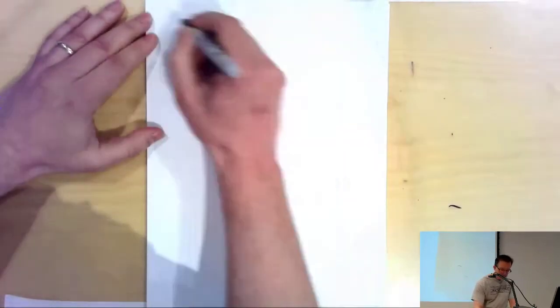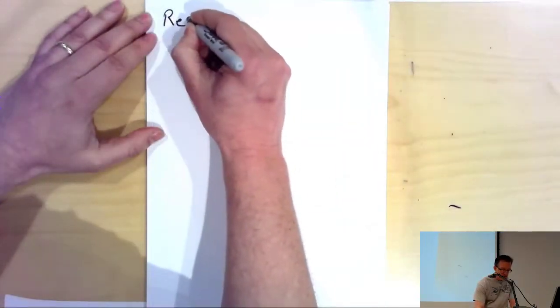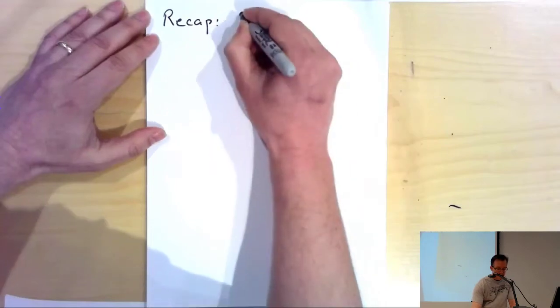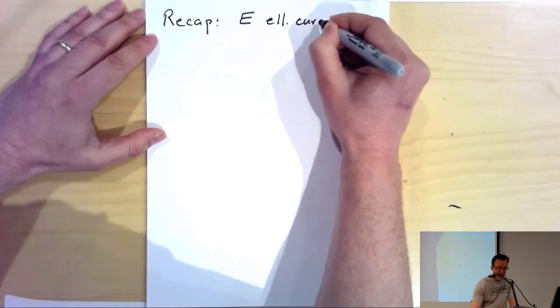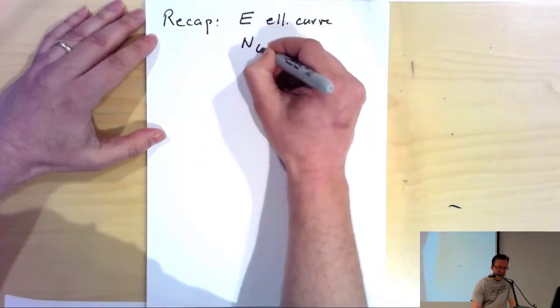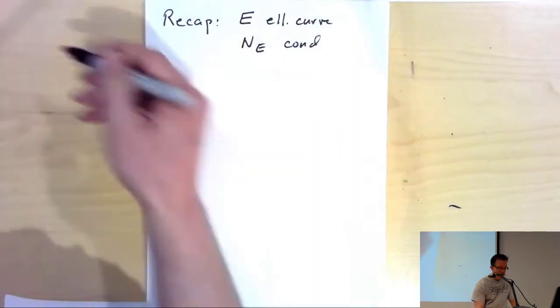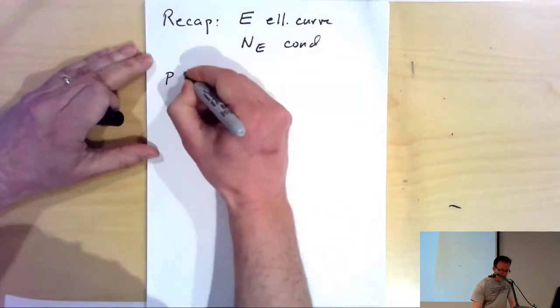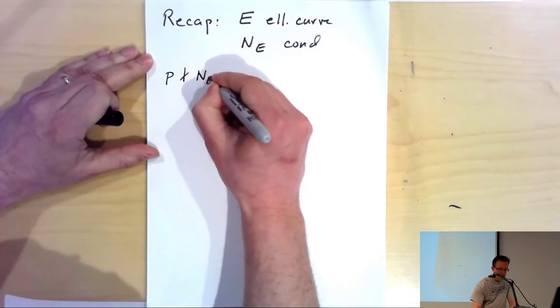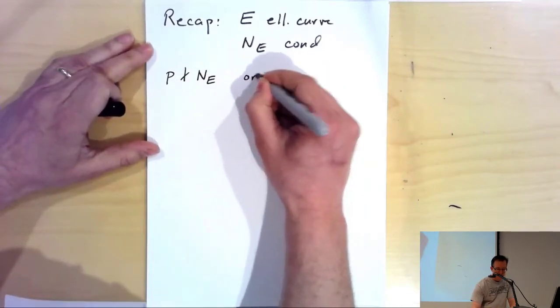I'm going to begin by recapping. I'm going to go quickly, because some of these things I'm about to write down you've seen a lot. So let's recap. E is our elliptic curve. N_E is the conductor. P is, for simplicity, a prime of good reduction, so it doesn't divide the conductor, and even ordinary reduction.